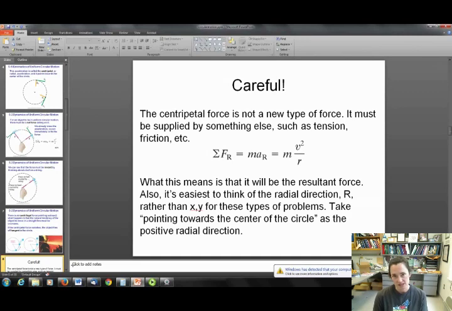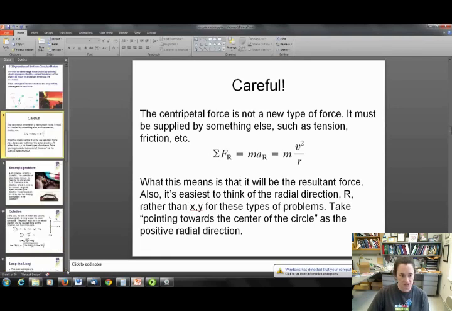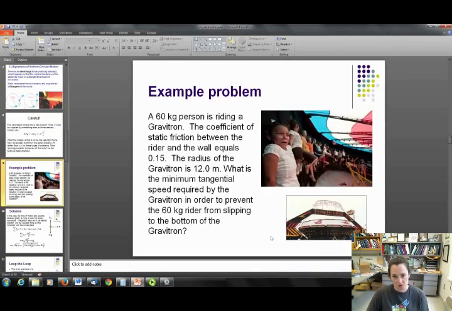It's also easiest for these types of problems to think of the radial direction rather than x or y. And then what we're going to do in the example problems that I work for you is take pointing in towards the center of the circle as the positive radial direction. That's just the choice that I'm going to make, and I'll point that out as I do the example problems. So first of all, here's the first example problem.